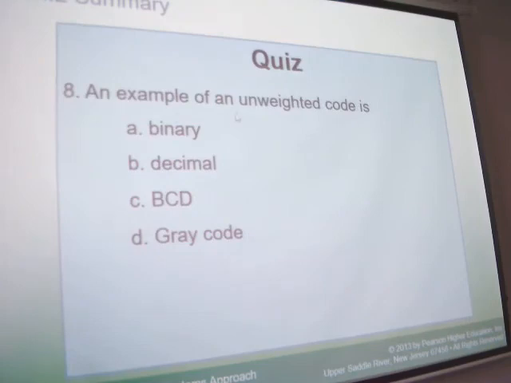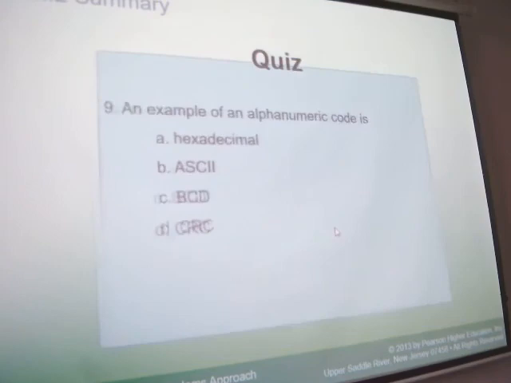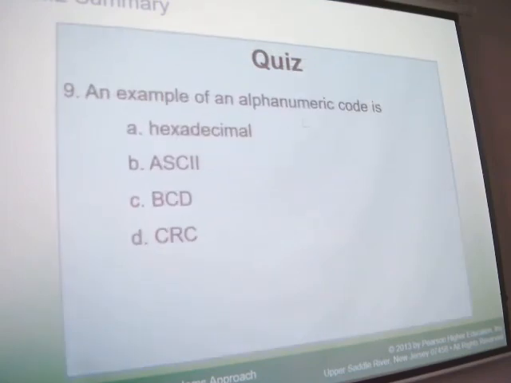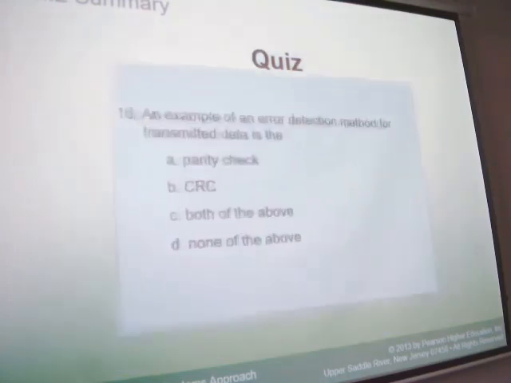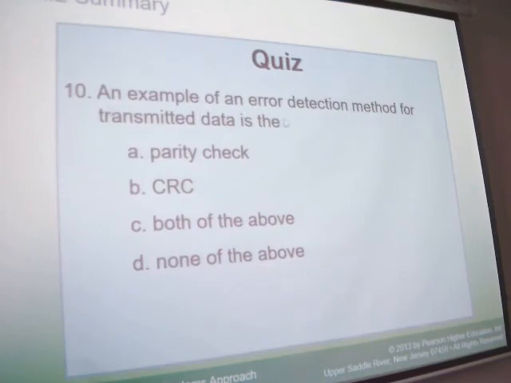An example of an unweighted code is the Gray code. Very good. An example of an alphanumeric code is ASCII 2. And an example of an error detection method for transmitted data is the parity check and also CRC. Both A and B, both of them are.